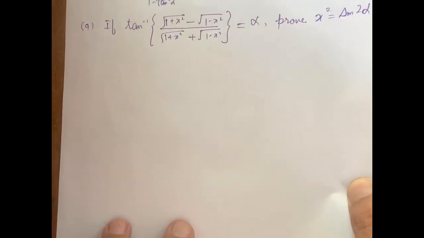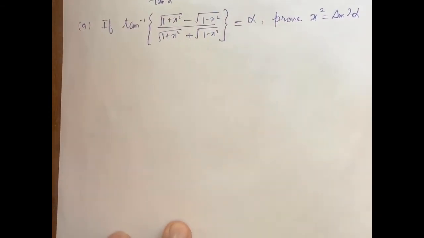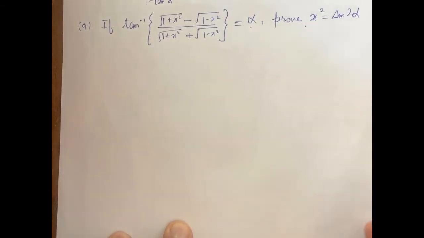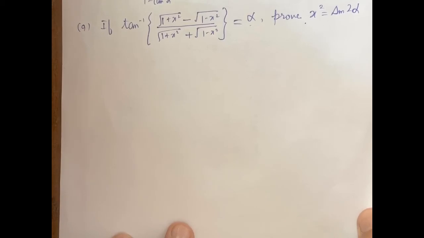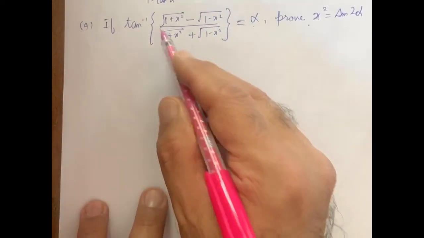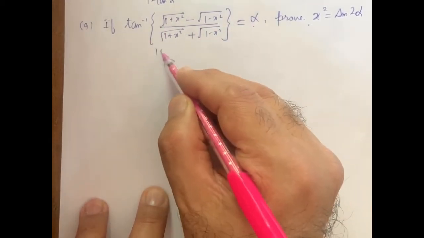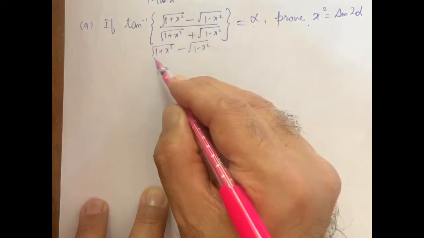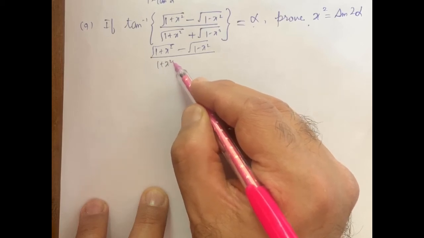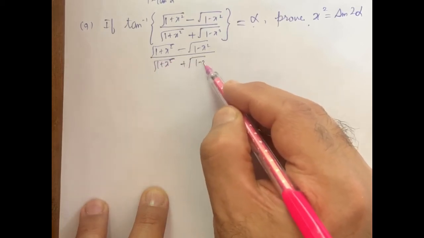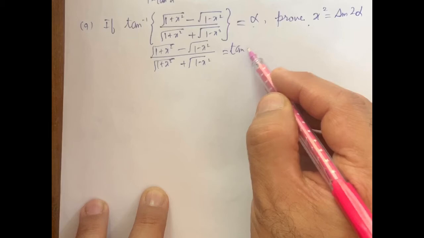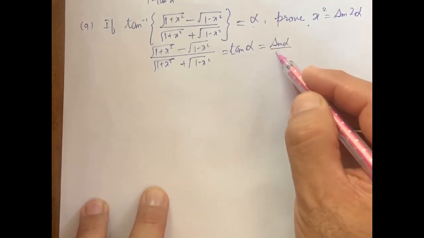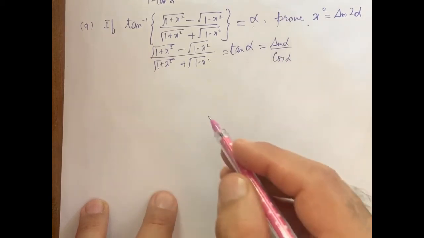And the next one, we are given tan inverse of this expression is alpha. We have to prove that x square is sine of 2 alpha. Let's start from this. Root of 1 plus x square minus root of 1 minus x square, upon root of 1 plus x square plus root of 1 minus x square. This is equal to tan of alpha. Tan of alpha is sine of alpha upon cos of alpha.